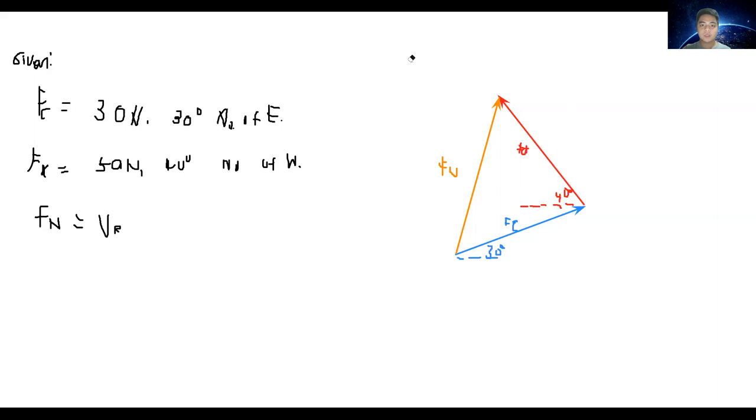Let us use black. We want to determine what is the value of F sub N in its magnitude and direction. Paano natin yan gagawin? If we know the value of F sub C, this is 30 newtons, tama? We can still use the cosine law, SAS condition. This is 50 newtons, 50 newtons yan, this one, the F sub D.